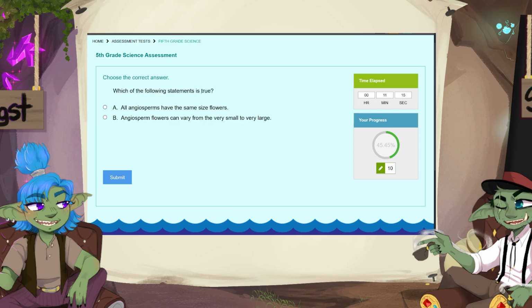Which of the following statements is true? All angiosperms have the same size flowers. Angiosperms can vary from very small to very large.